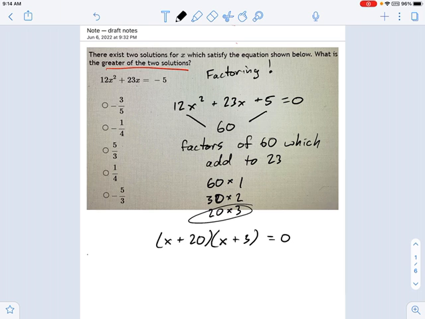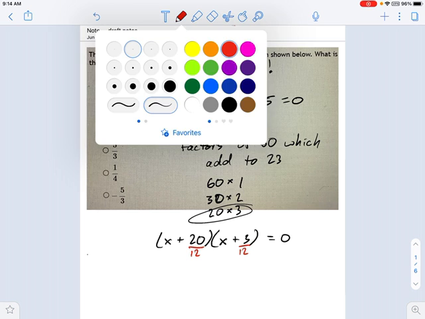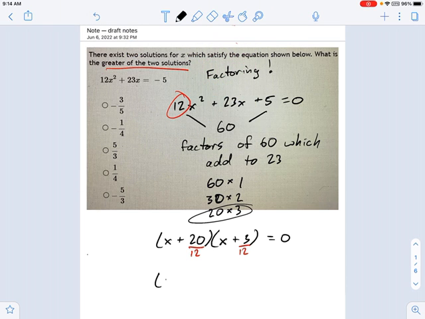Now, here's the problem. It's not true. If you say x times x, you get x squared, not 12x squared. So what we need to do is a hack, and I find this makes it much quicker. Just divide everything by whatever the number was in front of x squared. And now let's simplify it again. We're going to get these fractions as small as we can.